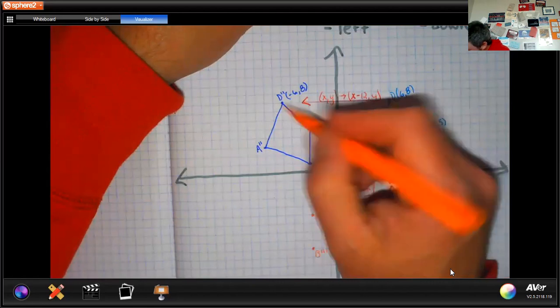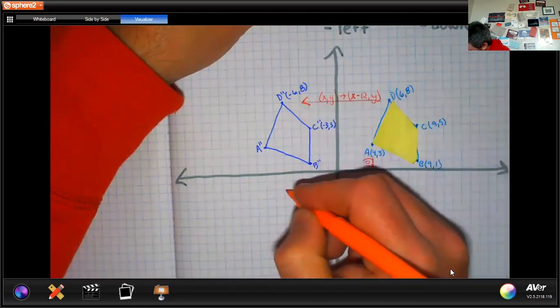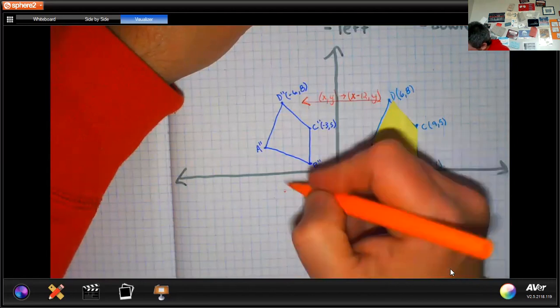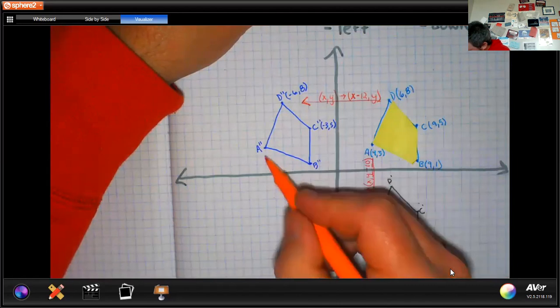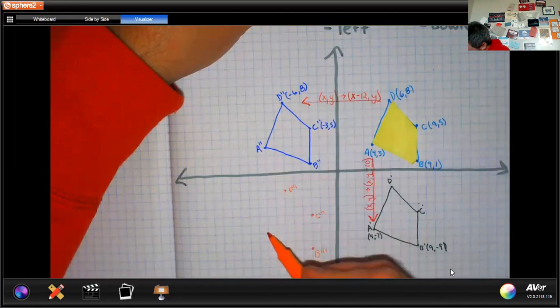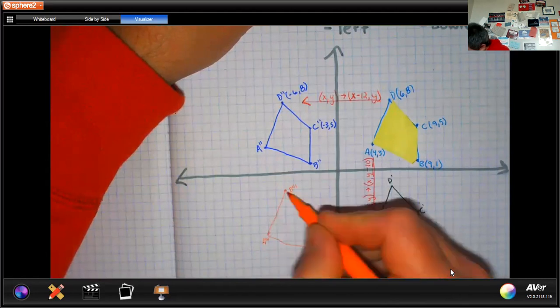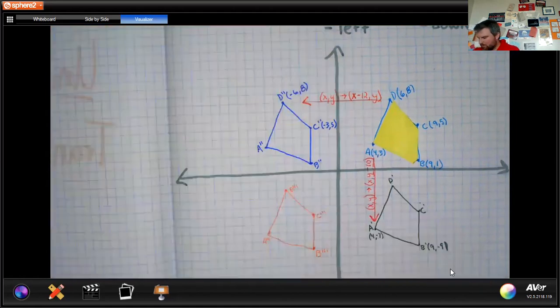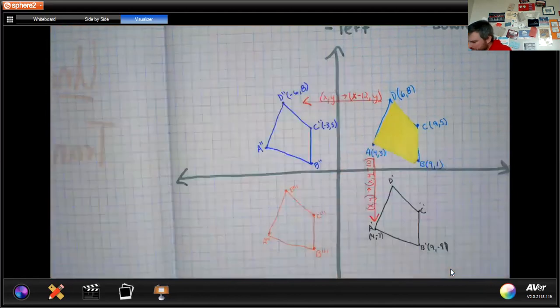D from C, D is up 3, left 3. 1, 2, 3, 1, 2, 3. So this is D triple prime. And A, 1, 2, 3, 4, 5, 6, 7, 8, 9, 10. A triple prime. Again, they're right across from over here. So there's that shape. But if I ignore all that, it looks like I just slid it diagonally.